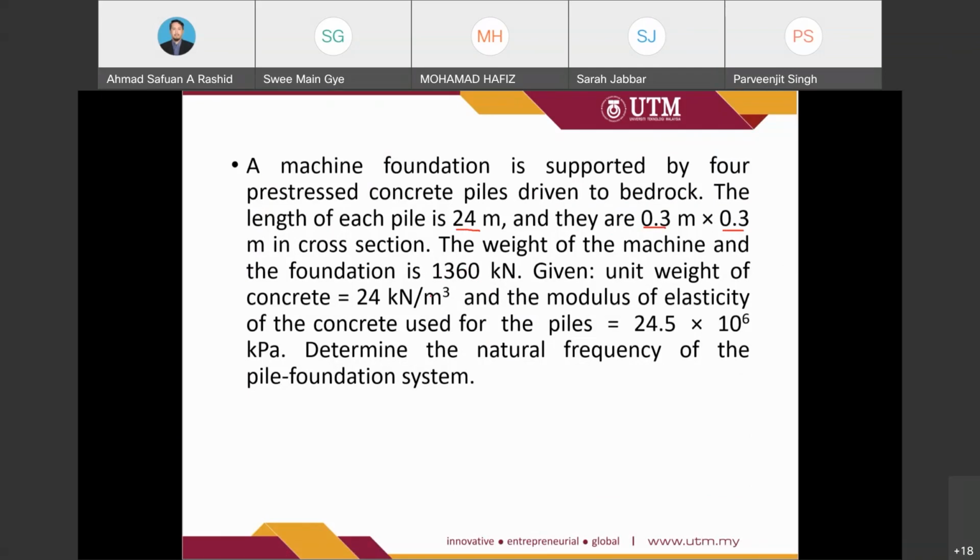Given the unit weight of the concrete is 24 and the modulus of elasticity of the concrete used for the pile is 24.5 times 10 to the power of 6 kPa. Determine the natural frequency of the pile foundation. So this is the W. Then we need to compare it with the weight of the pile to determine whether it is case number 2 or case number 3.